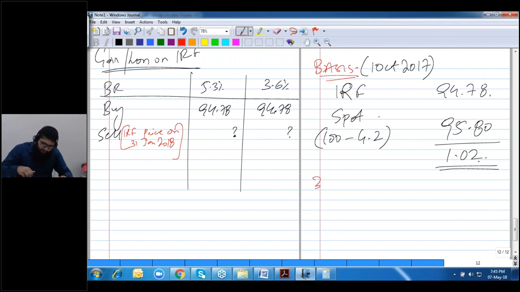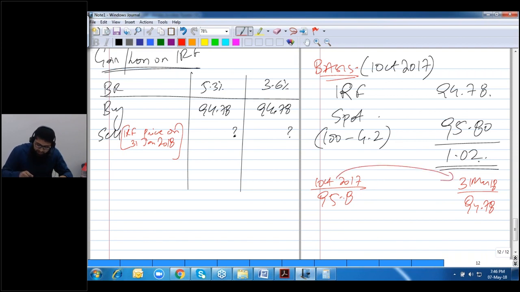This basis is indicating that on 1st October 2017, the market rate is actually 95.8, and on 31st March 2018, the interest rate future price is 94.78. This is actually indicating that on 31st March 2018, the spot rate would also become 94.78.